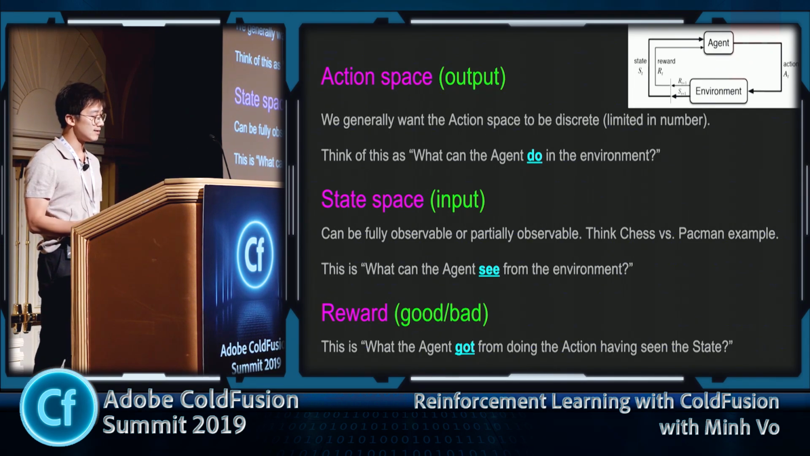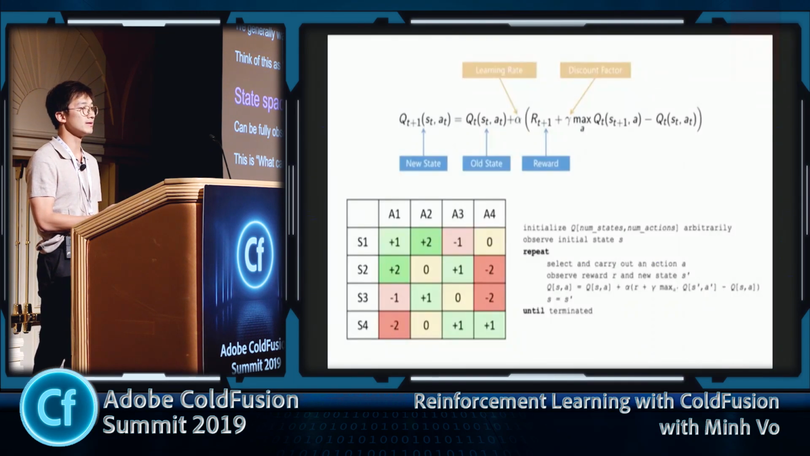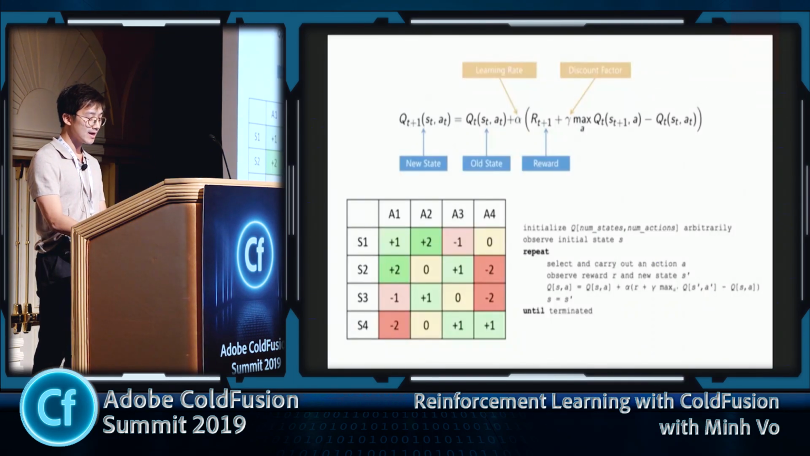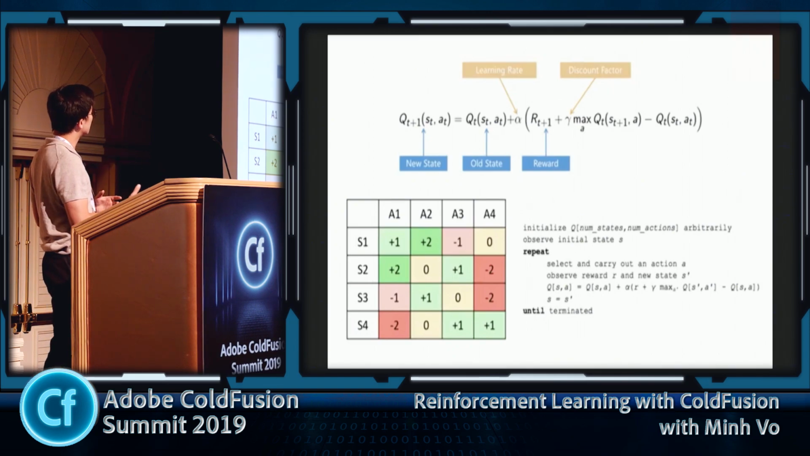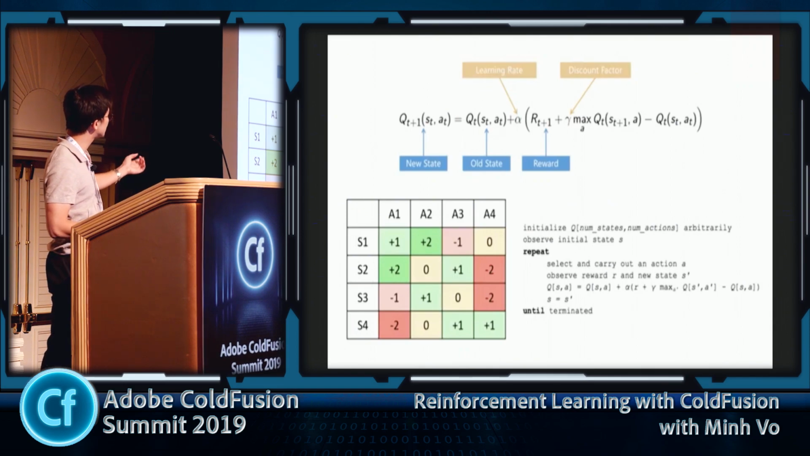And reward, that's the obvious one. It's what the agent gets from doing the action, given my inputs. And what that starts to look like is this table on the lower left right here. It's kind of like a state machine, right? For every state S1, if I see the environment looking like S1, probably I should do A2 as the action, right? And then I go ahead and hit A2.